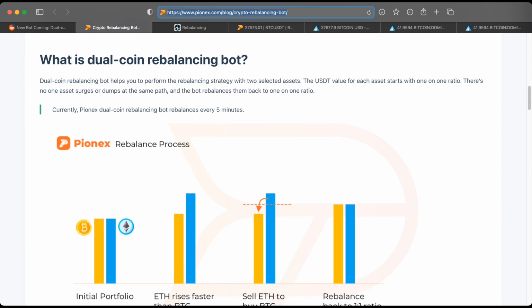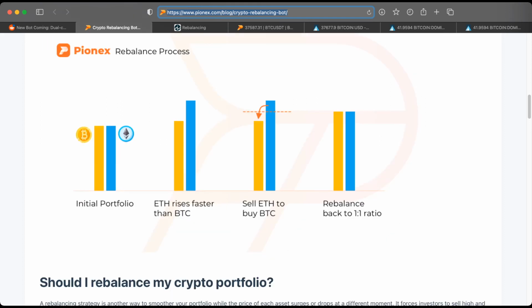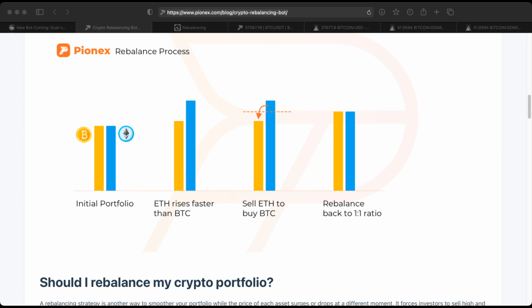They will also launch another version of this bot, multi-coin rebalancing, where you can hold multiple coins in proportion. For example, if you want to hold Cardano, Polkadot, Ethereum, Bitcoin and USD, all of them in certain proportions, let's say 15, 15, 40, 30, 10, then you can hold them with this bot. I'll make a video on that bot also when it launches.